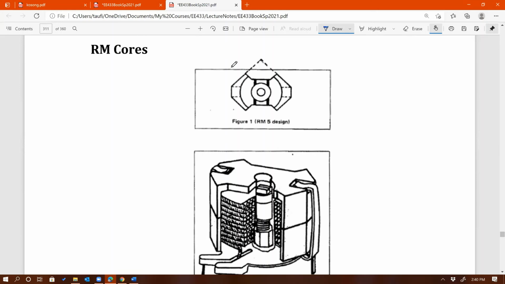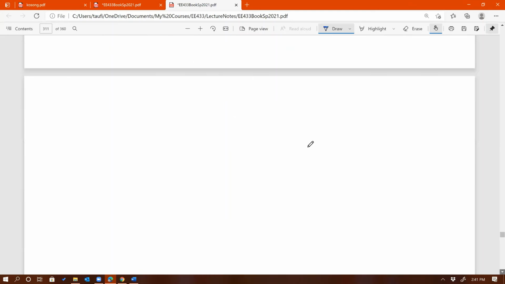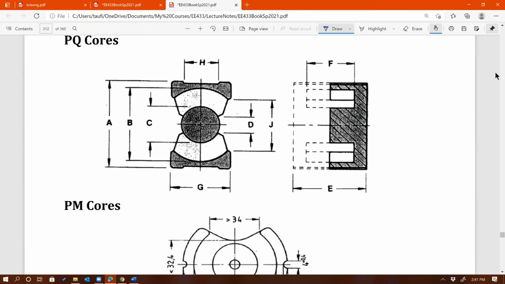That's the cross-sectional area from the bottom view of half of the core. Again, it comes with two different pieces that you put together. Same thing with PQ. PQ is also two pieces. That's just the top half, and the bottom or other half is going to be exactly the same as this. So you're going to press the two together to make the entire core. So we have that.